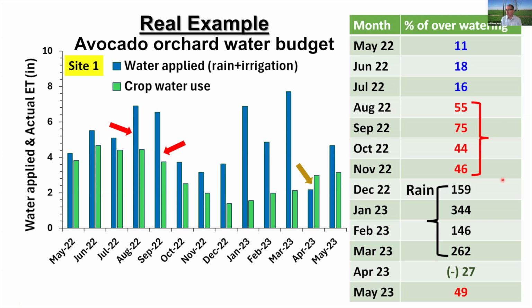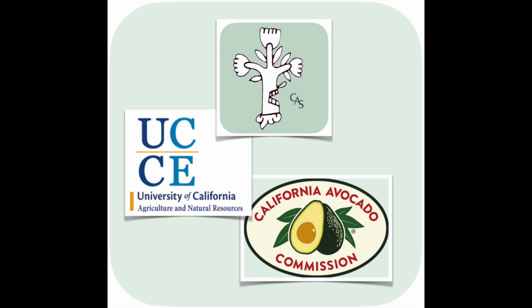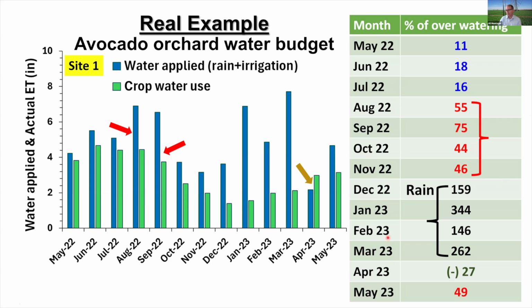anywhere from 44 to 75% over irrigating than crop water needs. I think on those months, perhaps the grower can do a better job. We don't really need 75% over irrigating in September. So when it comes to fall and winter, we had a wet winter 2023. So we see a lot of over irrigating, mostly comes from rain, and that's it. There is nothing a grower can do.